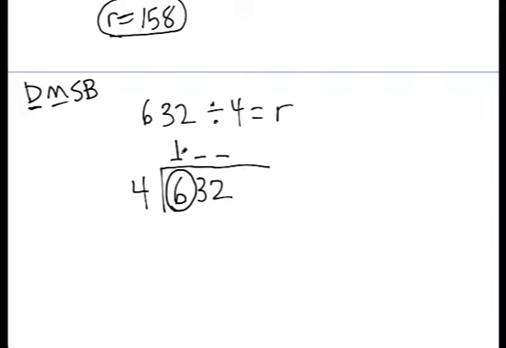And now we multiply. 1 times 4 is 4. We write that underneath the 6. Remember, that's all I'm looking at. And then we subtract. 6 take away 4 is 2. All right. And now we're on the B, the bring down stage. Now we're going to bring down the 3 next to the 2.